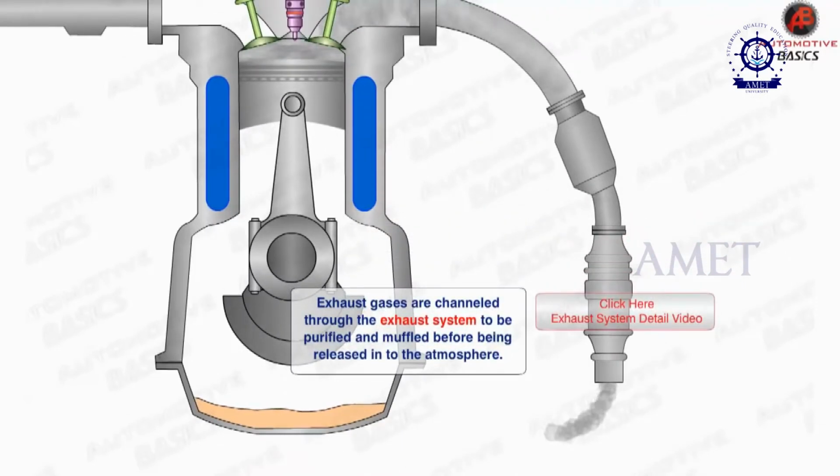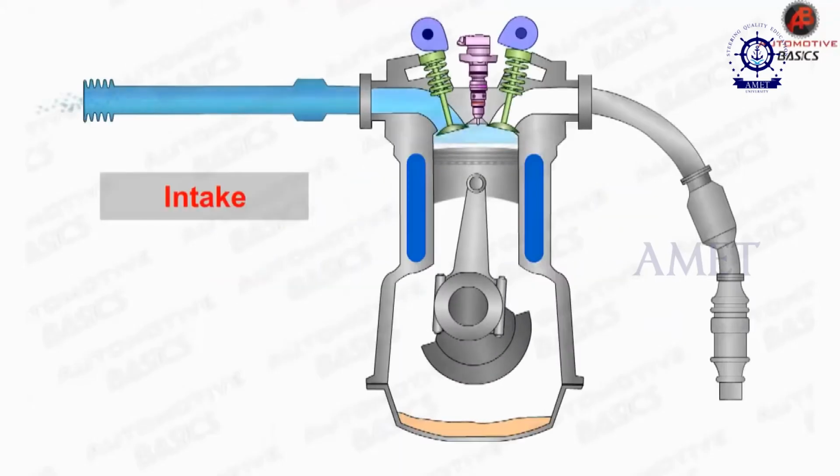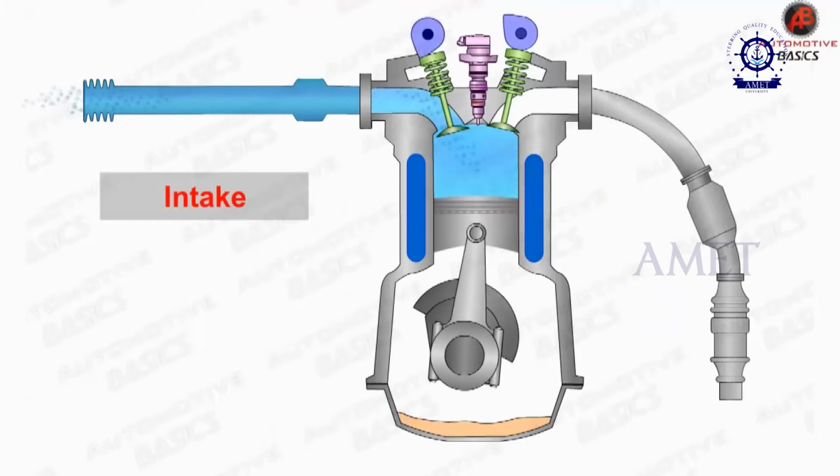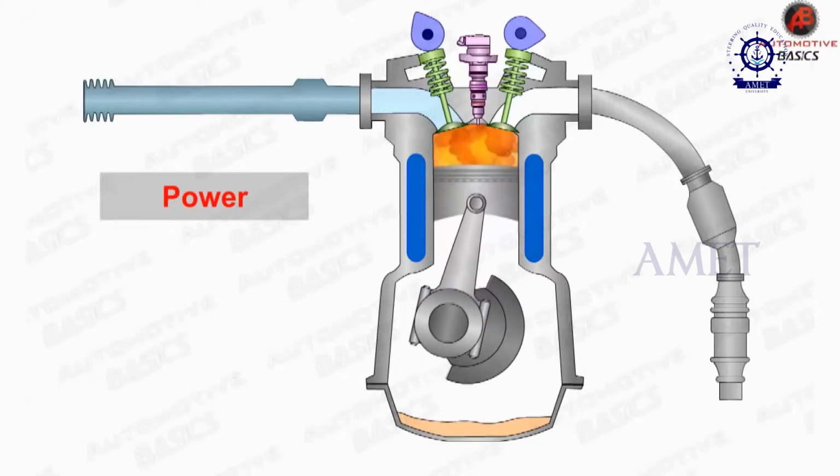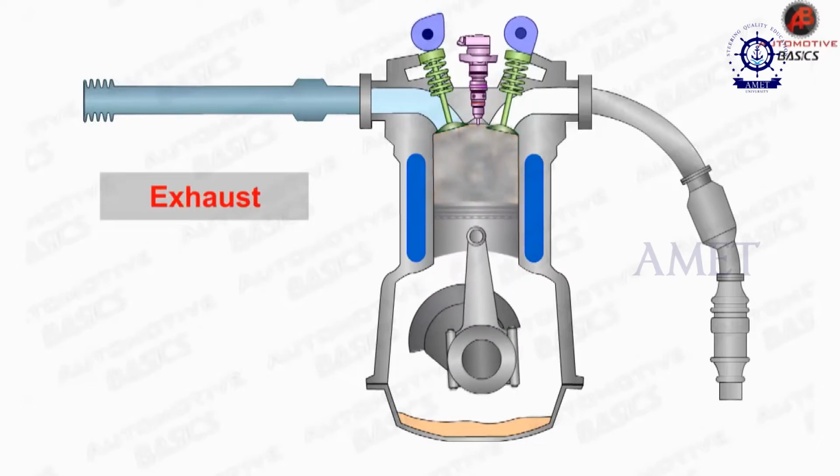Let us have a quick glance. First stroke is the intake stroke, followed by compression and fuel injection, followed by combustion and expansion, and the last stroke is the exhaust stroke. So, this is how a 4-stroke diesel engine functions.